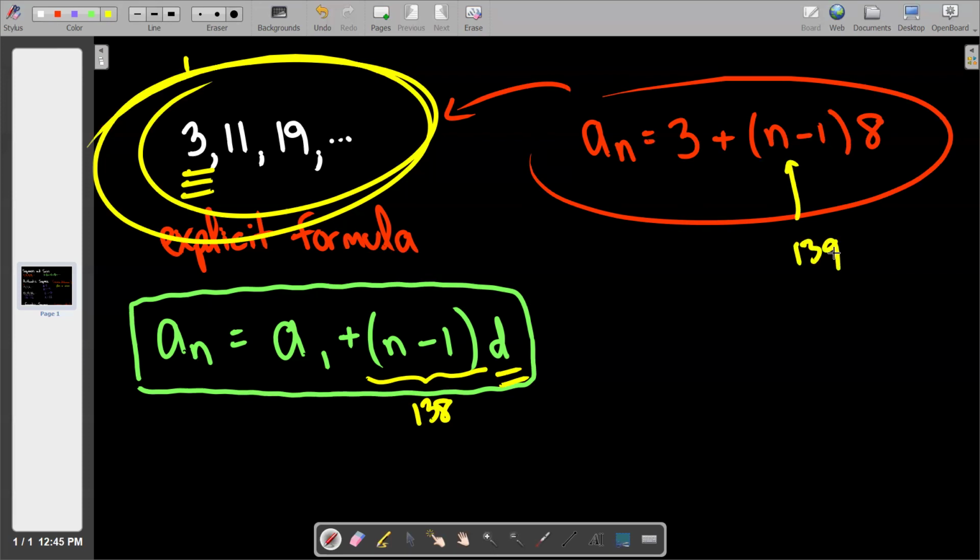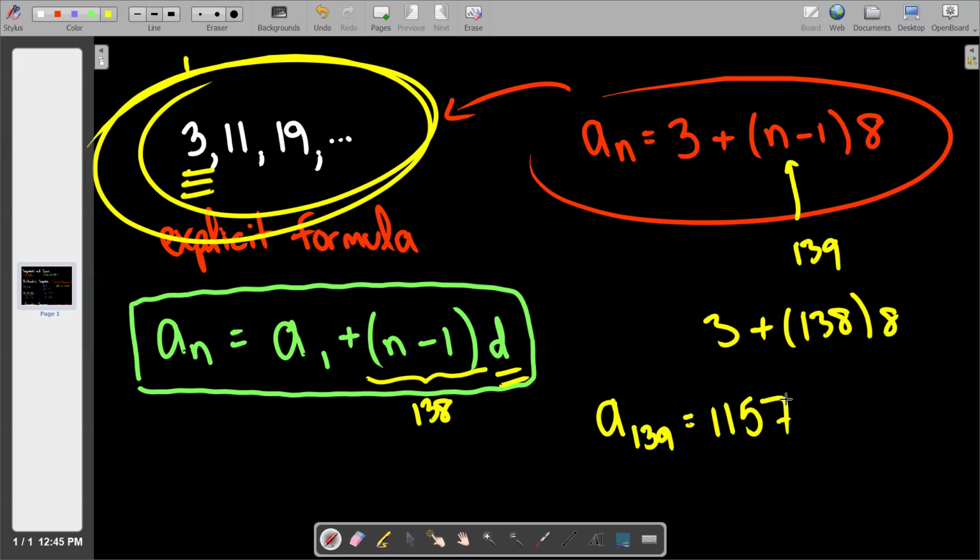You can use this for anything. You can predict the 10,000th term with this. And then you just go, oh, easy. I'll just type into my calculator, 3 plus 138 times 8. What is it? Did anybody type it in? In case you were wondering, it's 1,157. So the 139th term would be 1,157.